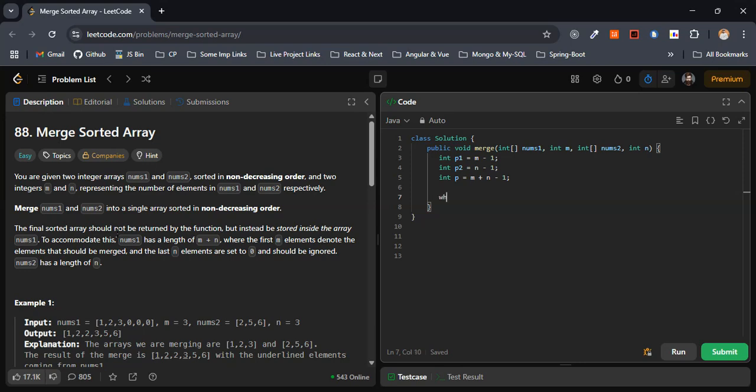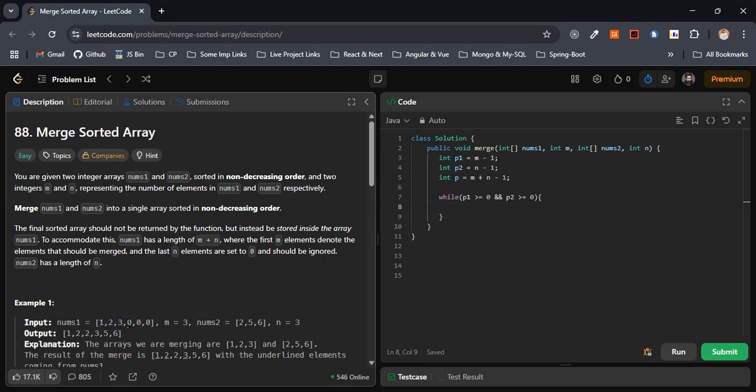So let's make use of a simple while loop here. While p1 is greater than or equal to 0, and the same goes for p2, p2 greater than or equal to 0. Within the while loop, let's write a simple if condition, because we have to put the larger element at the end. If you remember, we didn't put this 2 at this spot. Instead we moved this 3, and then we considered putting 2 at nums1 of 2 in this place.